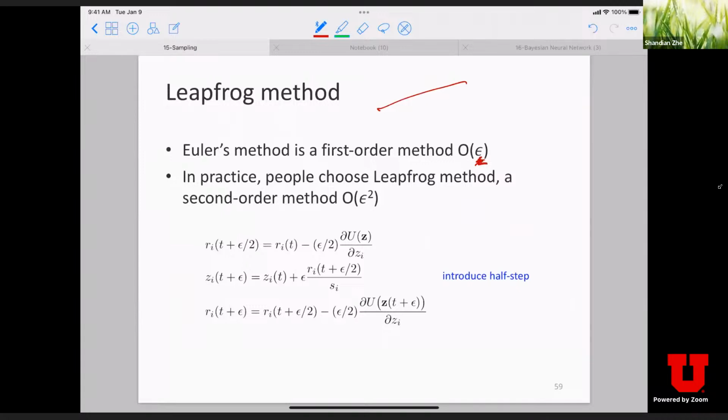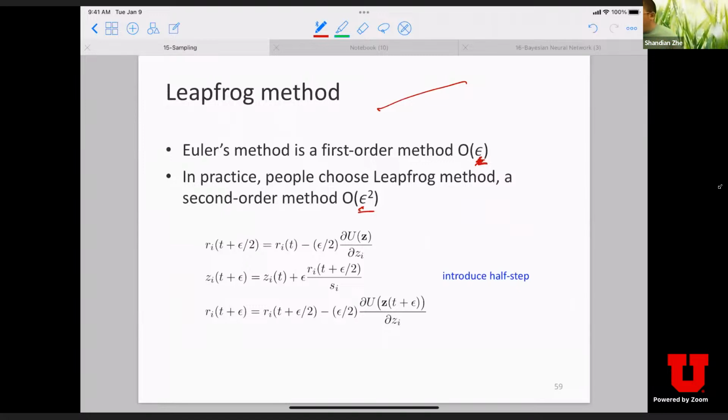So in practice, people often choose a second order method. It's called leapfrog, and it has a much better error rate, proportional to the square of the step size. So what does it mean? It means that if you reduce your step size by half, then your global approximation error of your integration will be reduced by a factor of 4. So that sounds very good, right?